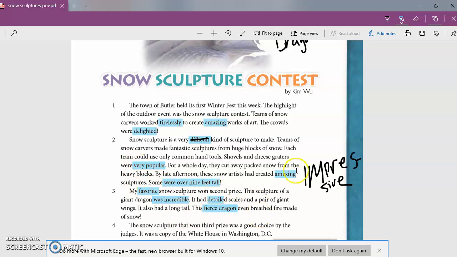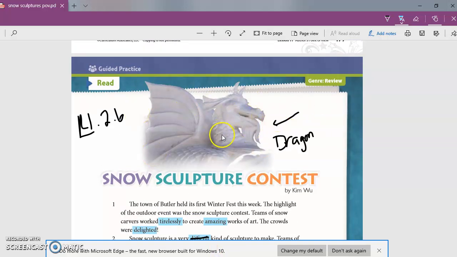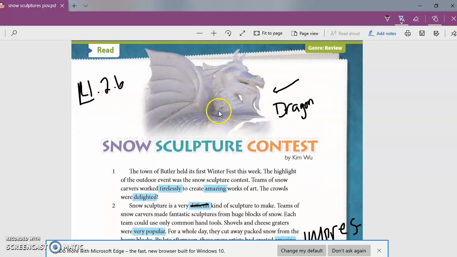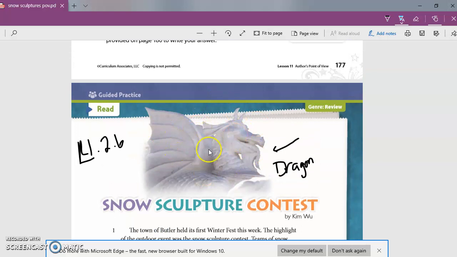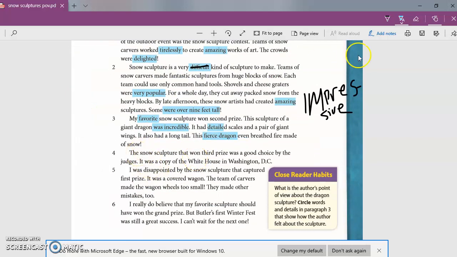So he is very impressed again by this snow sculpture. We know that the author's point of view is amazed about how awesome these snow sculptures turned out, especially this dragon up here. So that's why they included that picture up at the top. So now we know why the author included this photograph.